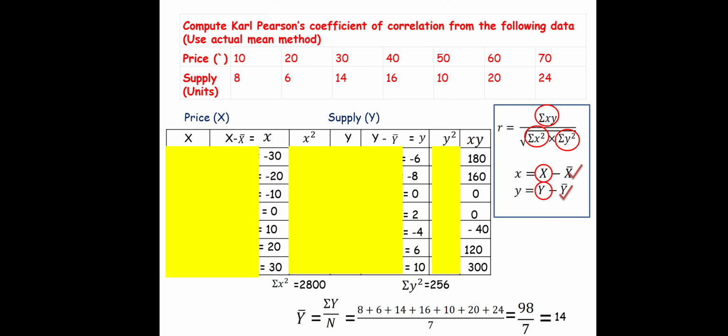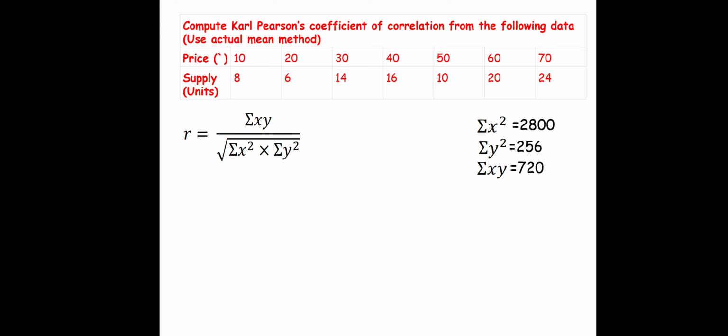Next you need to calculate summation of xy, and you need to do this very carefully because negative values are also there. So 180 plus 160 minus 40 plus 120 plus 300. So you will get summation of xy, which is 720. So now you have got all these things. Summation of x square we have, summation of y square we have, summation of xy also we have. Separately I will be writing over here summation of x square, summation of y square, summation of xy.